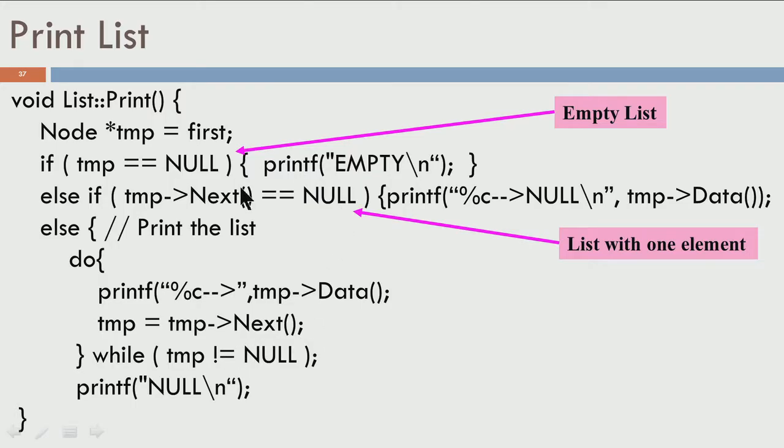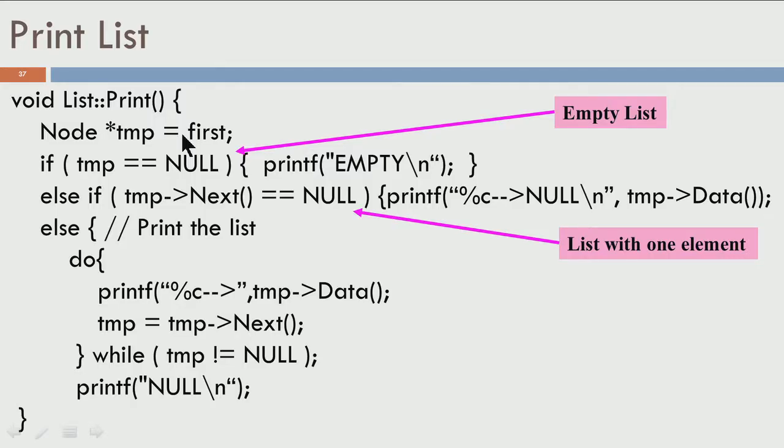So, this is clean because anyone who calls print does not have to worry whether it is an empty list or does it contain one element or more. So, the print itself takes care of the implementation, the detail is hidden from the user. So, the user can just call print and be done with it.